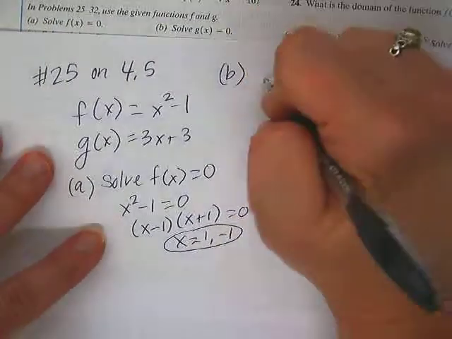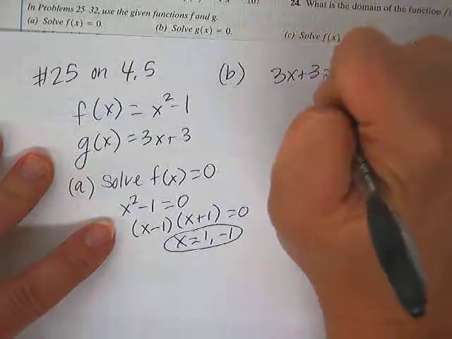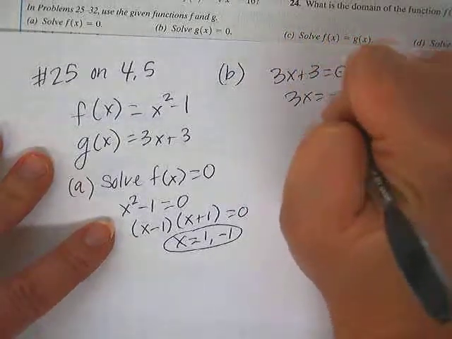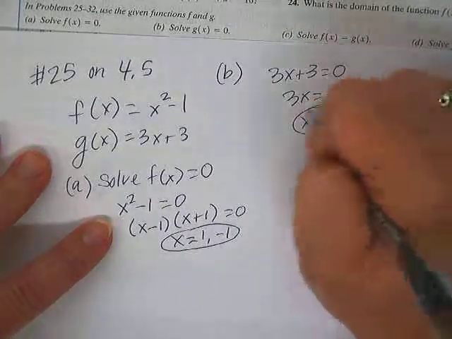B says solve g of x equals 0. So I'm going to go 3x plus 3 equals 0. So 3x equals negative 3, sorry. So x equals negative 1.